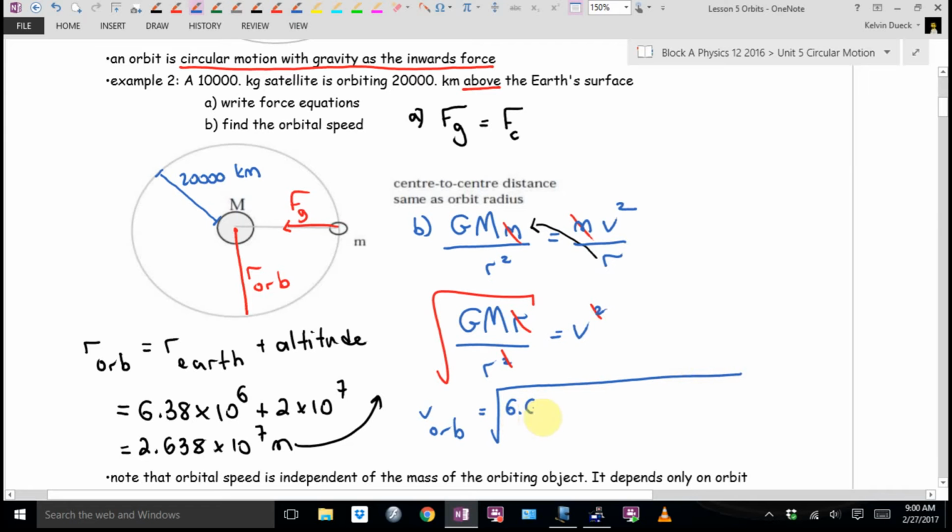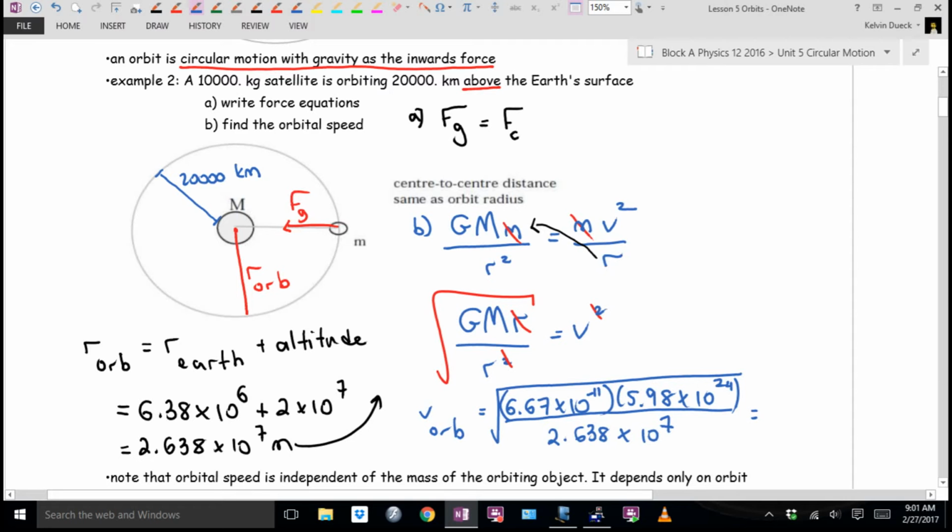big G, which is 6.67 times 10 to the negative 11. That's Newton's gravitational constant. Big M, that's the mass of the planet that's causing this orbit. What planet are we orbiting here? Earth. What's the mass of the Earth? It's on your sheet. 5.98 times 10 to the 24th, divided by 2.638 times 10 to the 7th. Oh, no, the squared canceled. Square root of that.